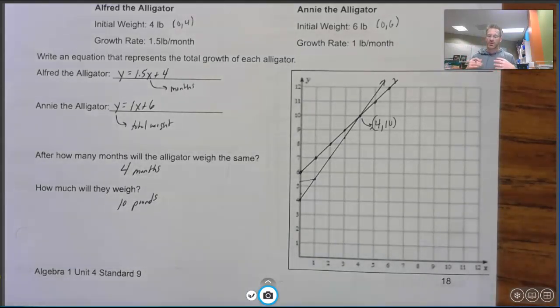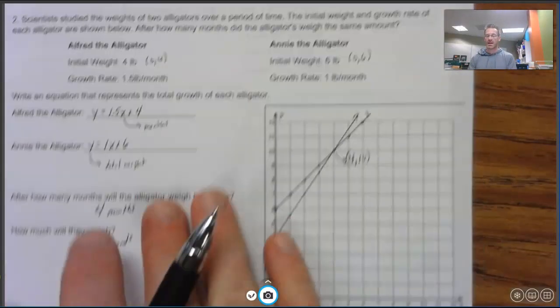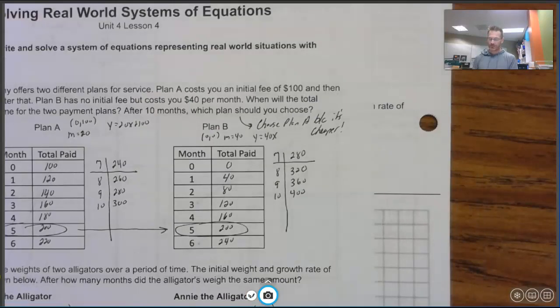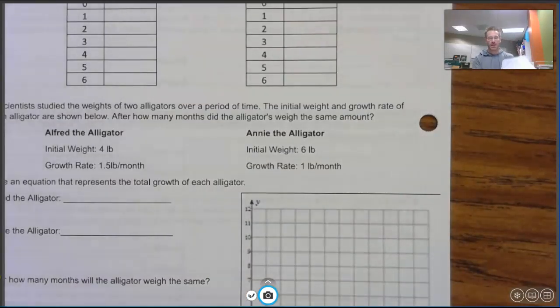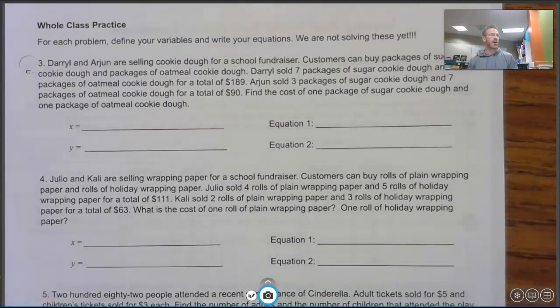Now to practice this, we're going to work on writing these equations and identifying our variables. So let's look at the next page here. And all we're going to do for this part is identify our variables and then write our equations, because that's really the toughest part. Because once we get those equations written, we hopefully feel pretty good about graphing them.